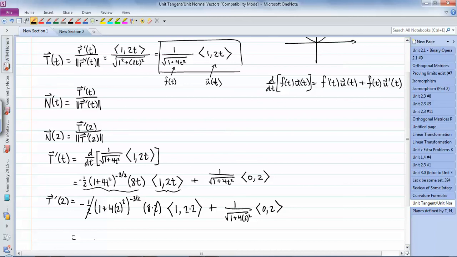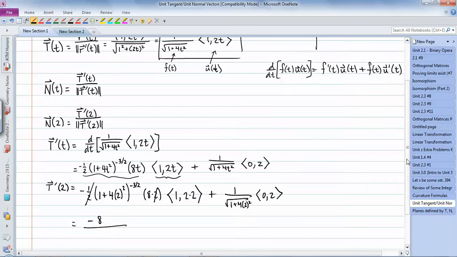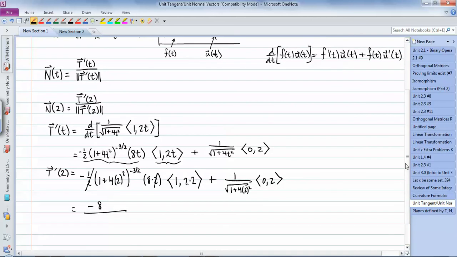And then this will turn into a negative 8 on top over a square root cubed. I'll just write, that's 17 on the inside. So it's 17 to the 3/2 times the vector <1, 4>, plus 1 over root 17 times the vector <0, 2>.